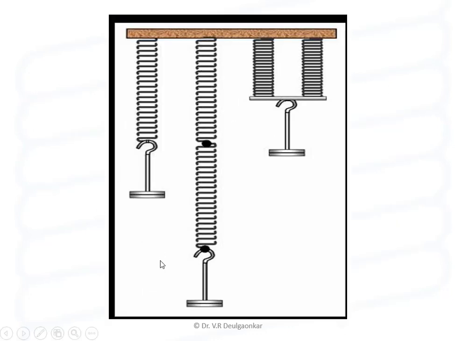So we can see this is a single spring, this is a combination of springs in series, and this is the combination of springs in parallel.